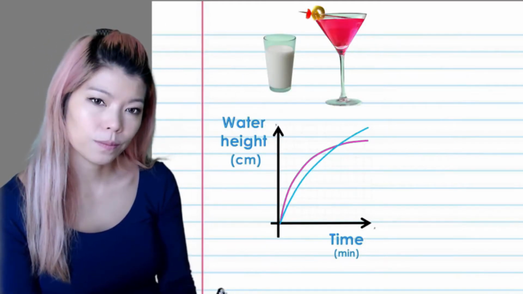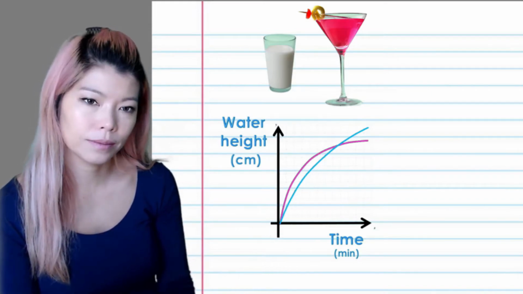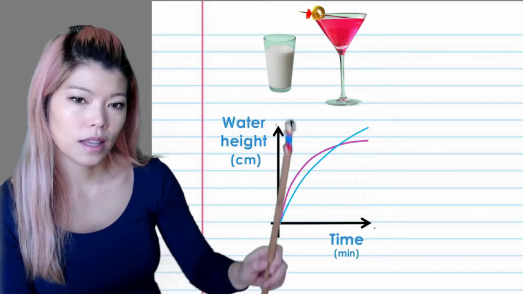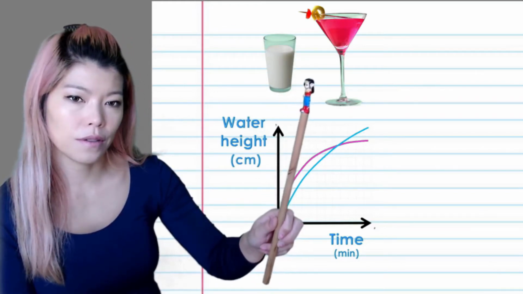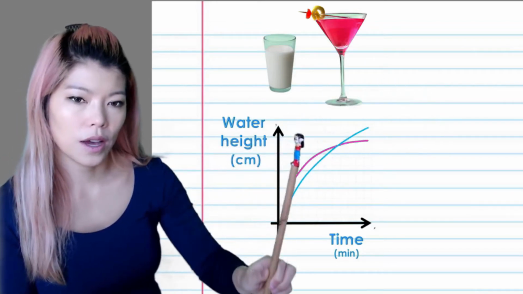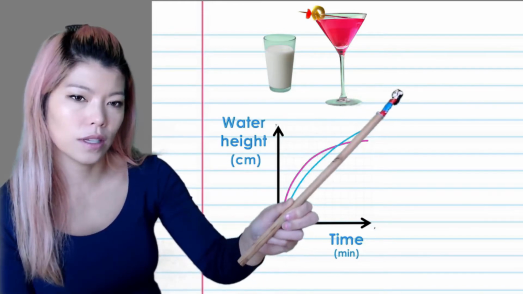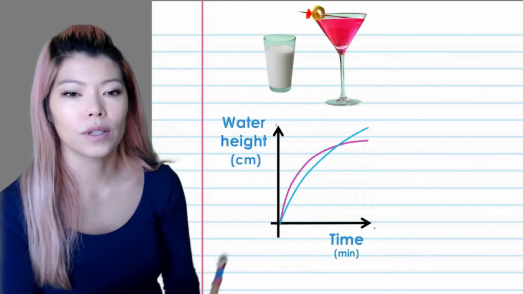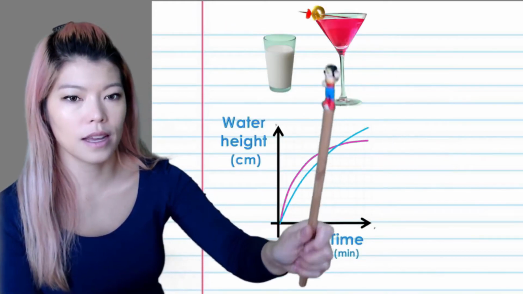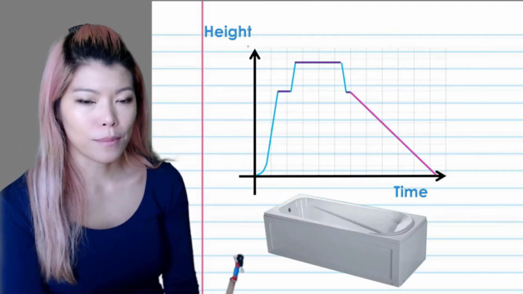What about these two? Which container represents filling up which line? Or which line represents the containers? So we can see that in the pink line, we're going from really fast to really slow, really quickly. Whereas the blue line is fairly fast and then kind of slowing down gently. So we know that the pink line belongs to the cocktail glass there, and the blue line belongs to the milk. Here we have a bathtub.